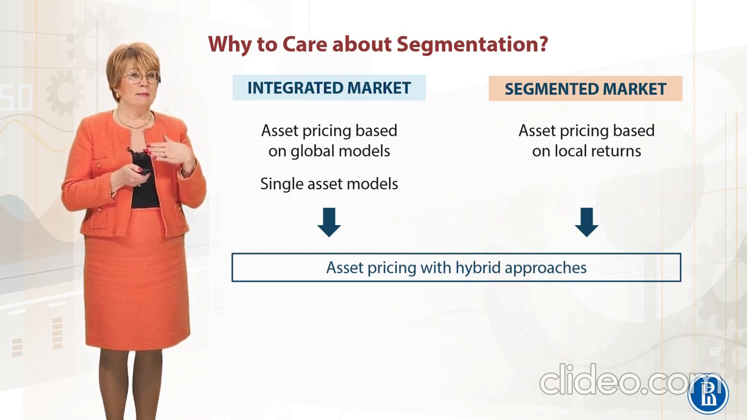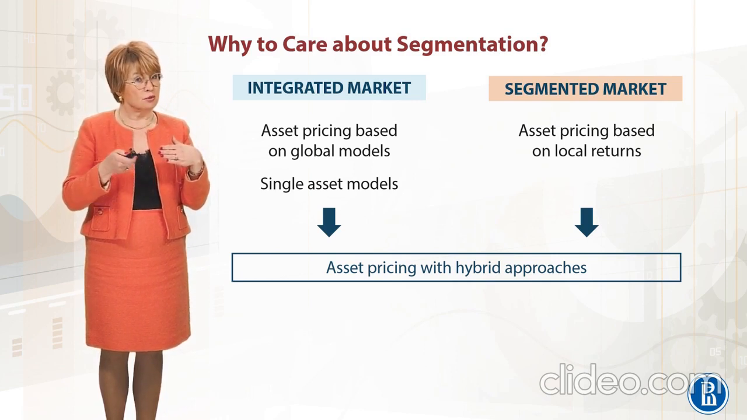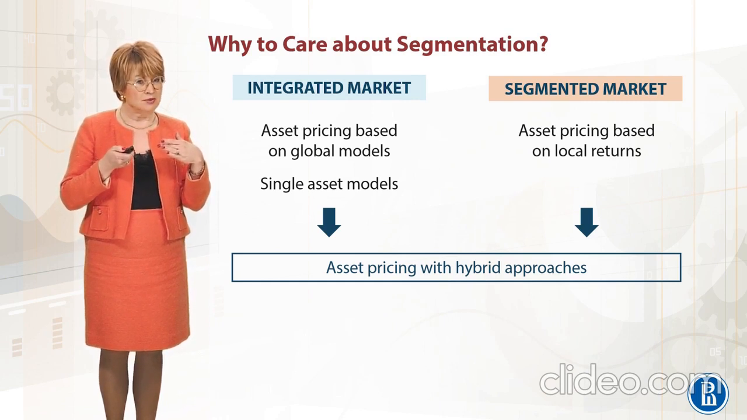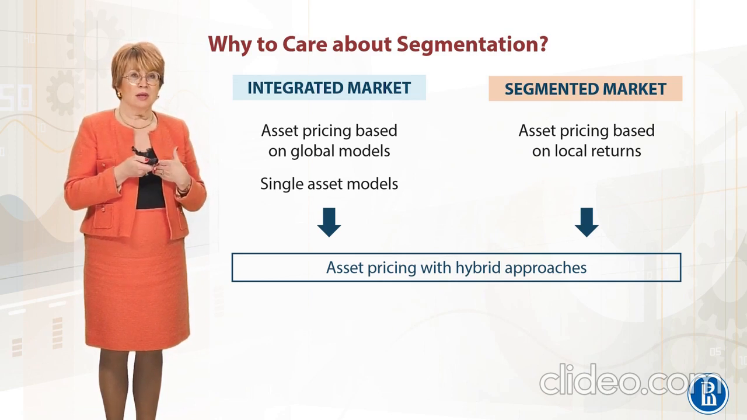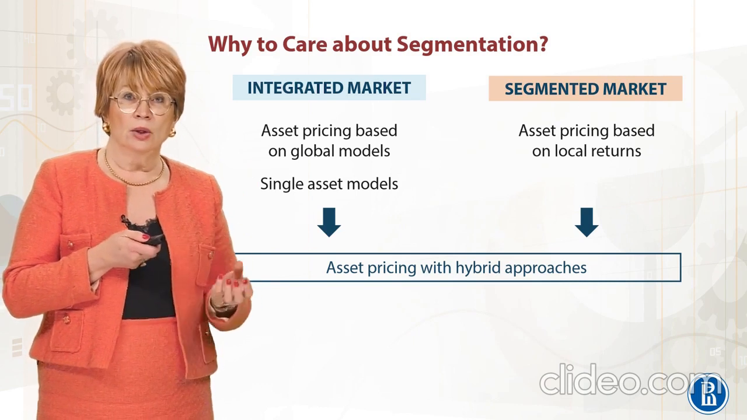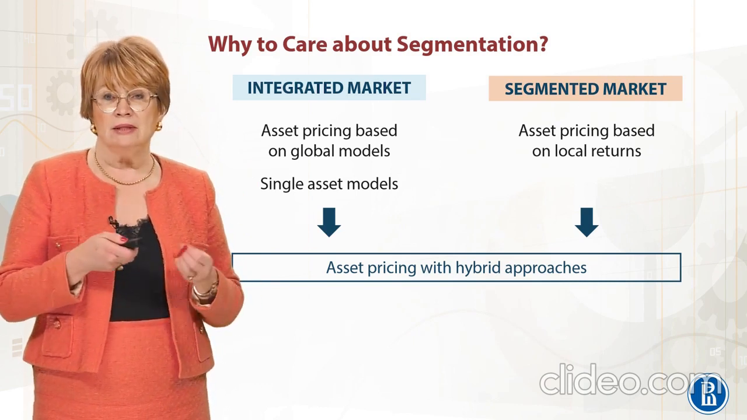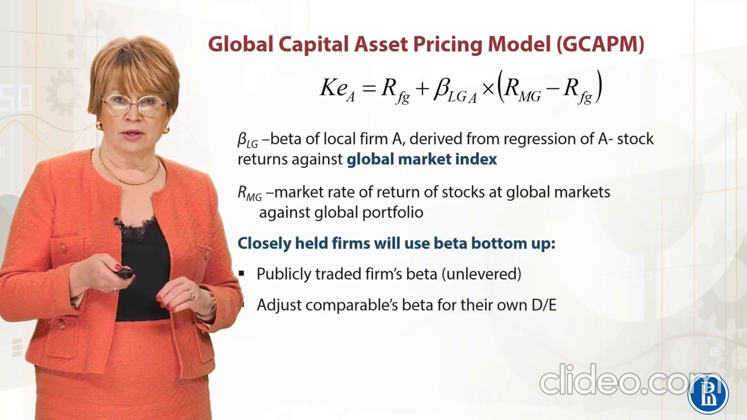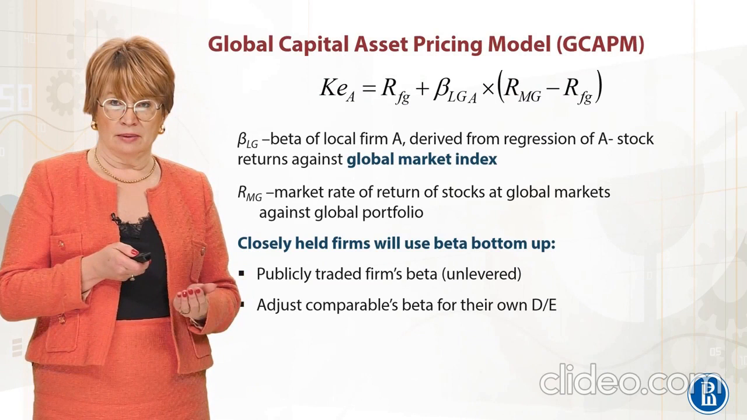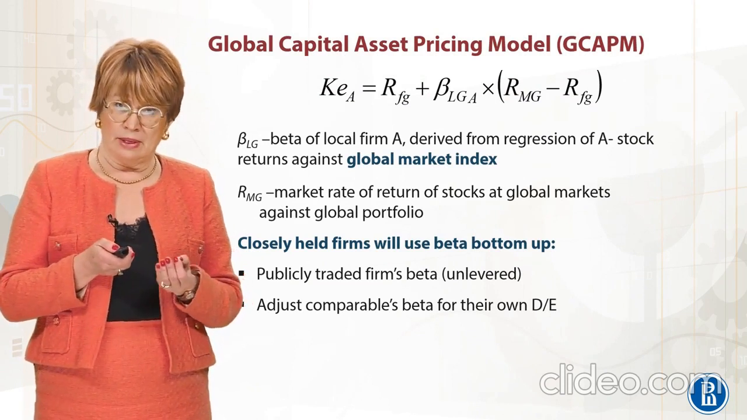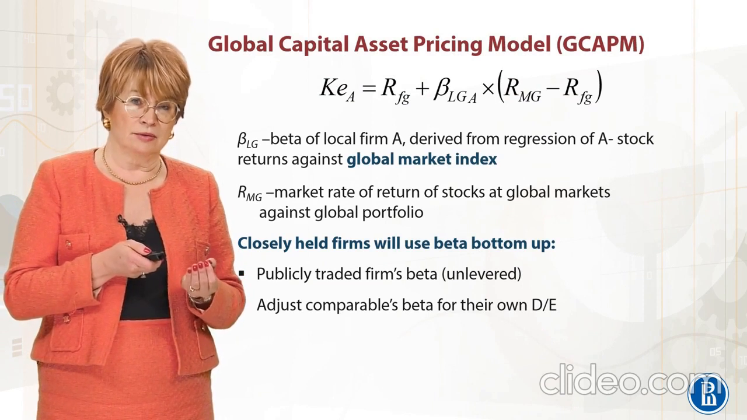So that's why in many situations, as I will show you in a few minutes later, the asset pricing model can become so-called hybrid. So it can become a compilation, a combination of local and global data in one model. Let's start with the integrated capital market, which is still emerging, but it is already integrated.